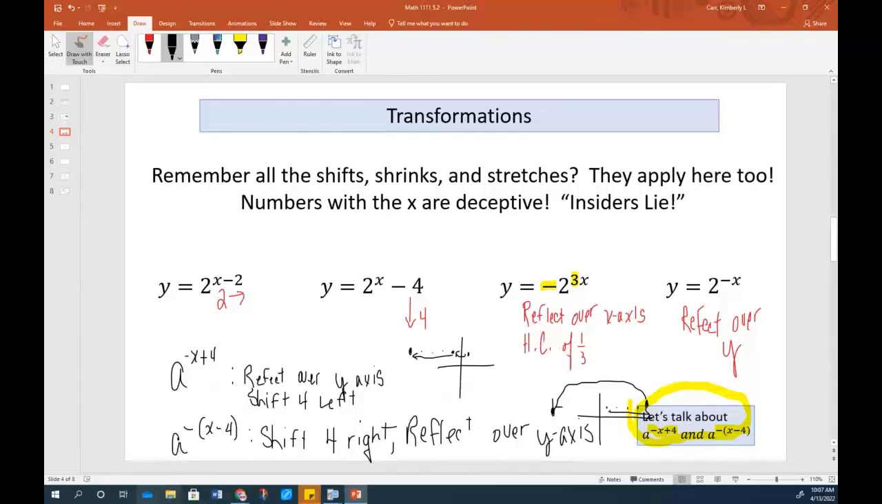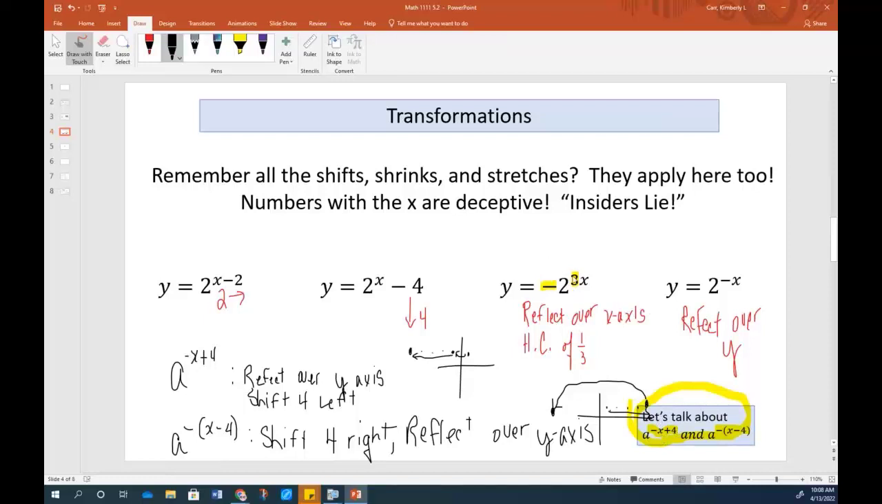So why am I spending so much time talking about this? Because unfortunately, on your homework, the computer doesn't seem to know that they're the same. I cannot remember for sure which one it wants. This is only going to happen though when you have both the reflection and the shift.